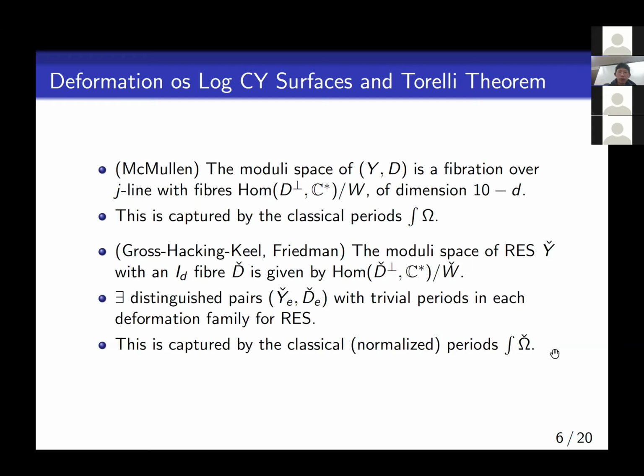And here what I mean by normalized is this. Recall that the fiber at infinity is this I_D fiber, and the monodromy of this is conjugate to this. So this is the monodromy.